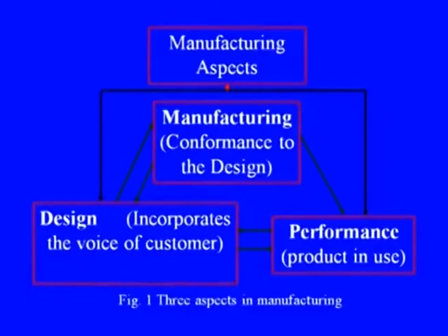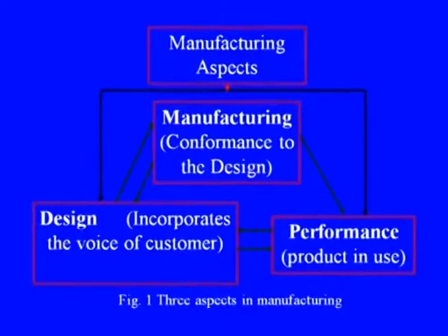The relationship between these are shown in figure 1. Manufacturing aspects are design, performance and manufacturing. In the design phase, the concept of the product is translated into a written document. This incorporates the voice of the customer.